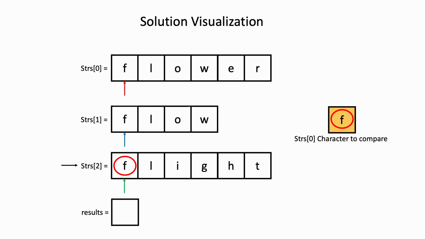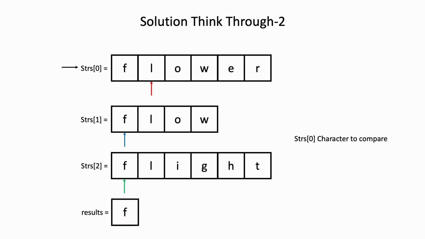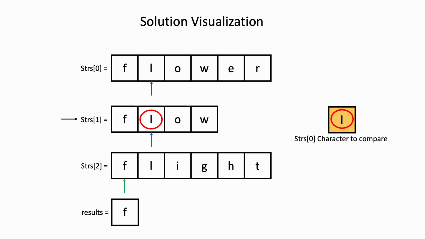Now we have compared the first characters of all the strings. Since the character to compare matches the first character in all the strings, we will append it to the results array. And next we will check the second character of all the strings. We will increment the red pointer of strs[0], and now L becomes the next character to compare. We increment the blue pointer of strs[1], and the element of the blue pointer matches the character to compare value, which is L.